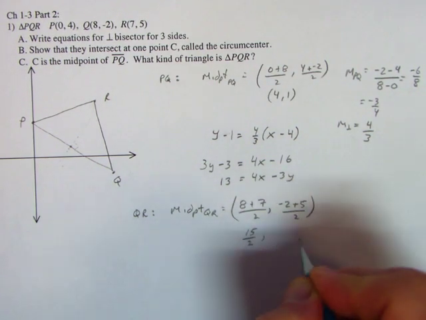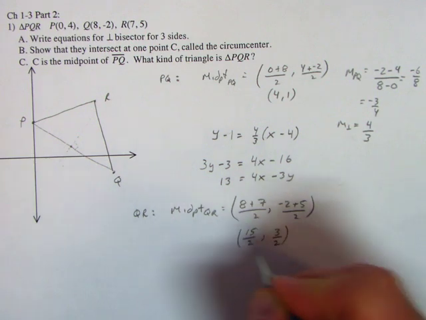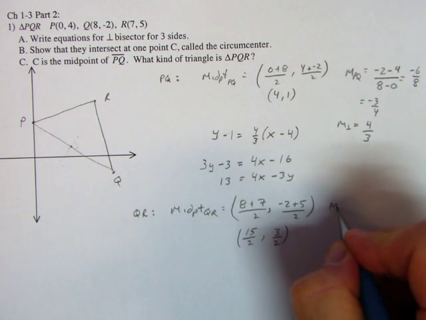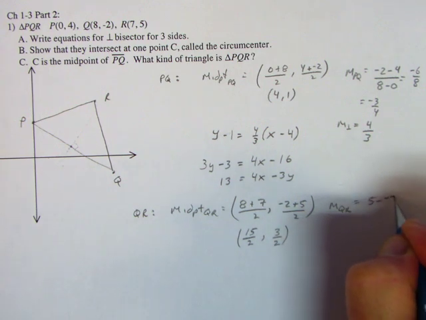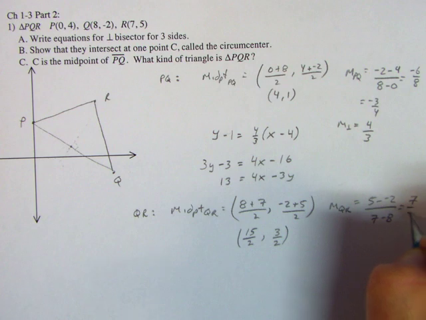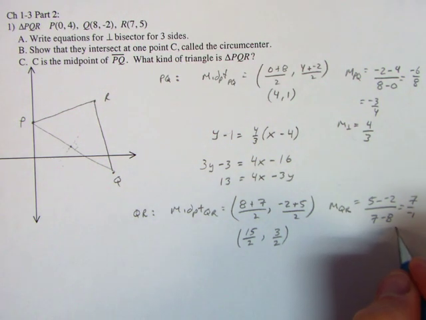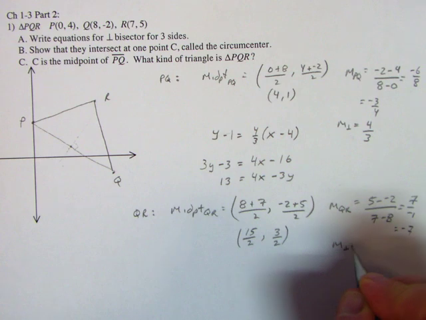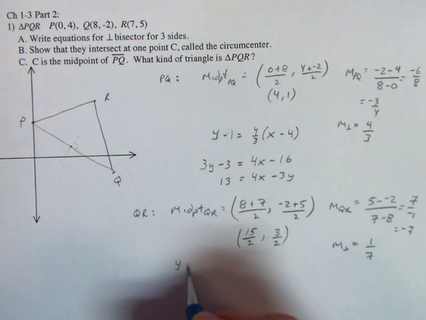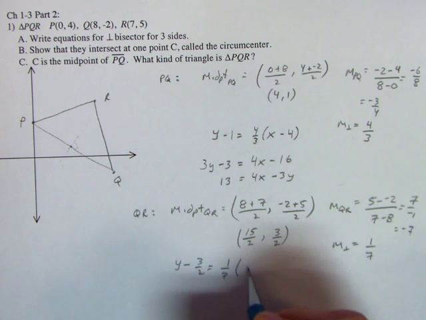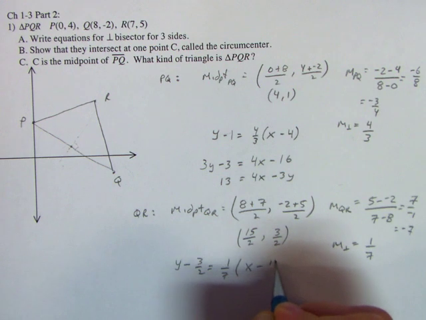So we'll have 15 over 2, comma, 3 over 2. Now let's find the slope of QR. 5 minus negative 2 over 7 minus 8. And I'll get 7 over negative 1, which is negative 7. Now my perpendicular slope for that would be positive 1 over 7. Plug that in. y minus 3 halves equals 1 over 7 times the quantity x minus 15 halves.